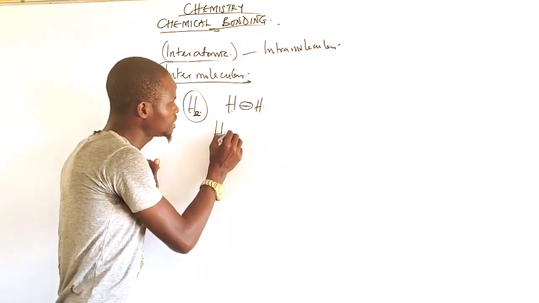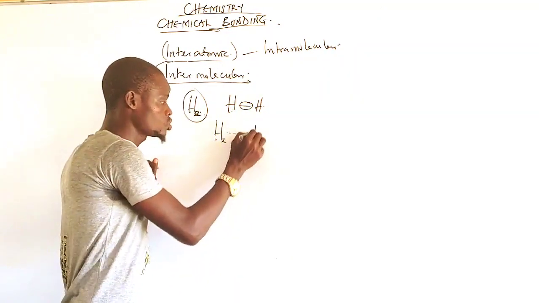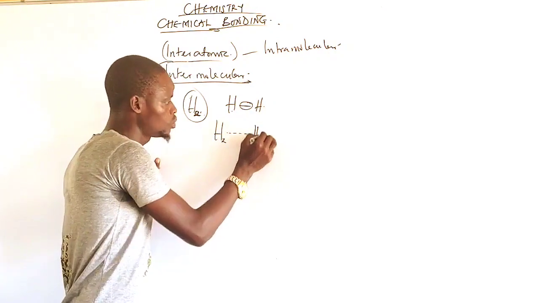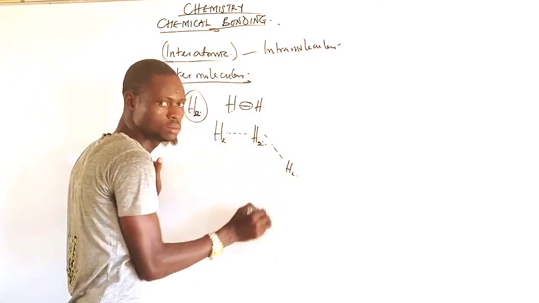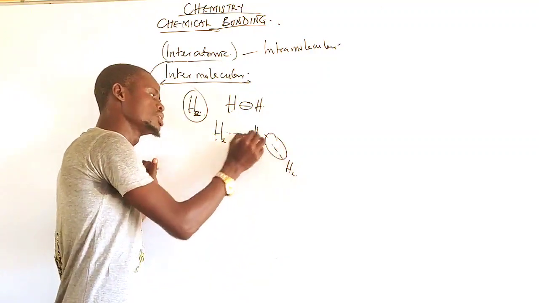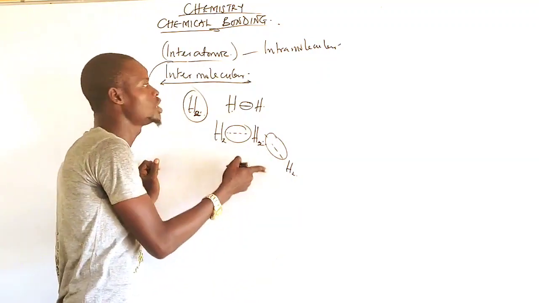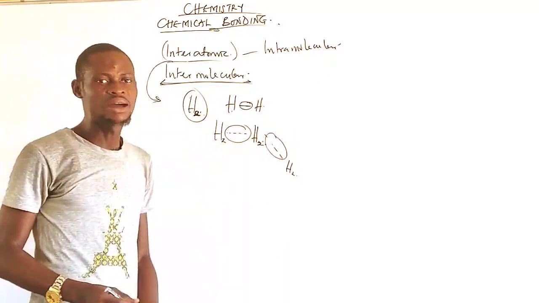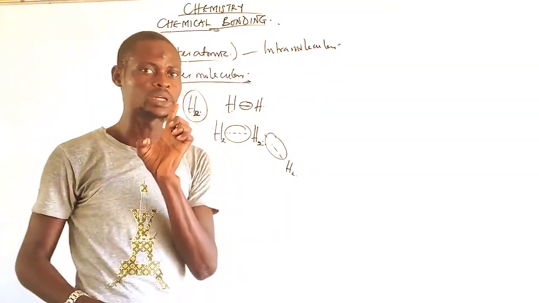Altogether, there is a bond that is holding this hydrogen molecule to another hydrogen molecule, which can also hold it to another hydrogen molecule. This kind of bond that is joining one molecule to another molecule is what we call intermolecular bonding. That is number 1 point I want you to know.